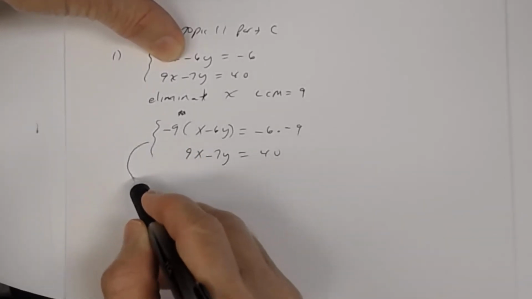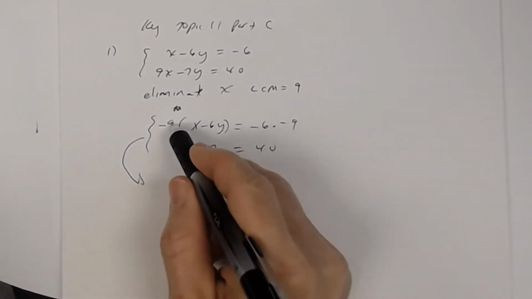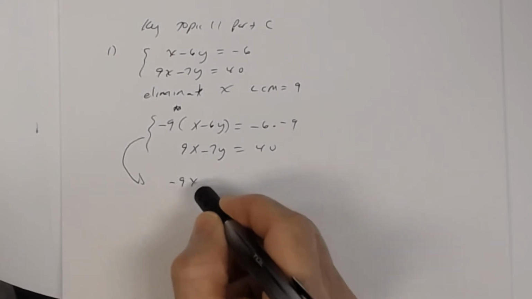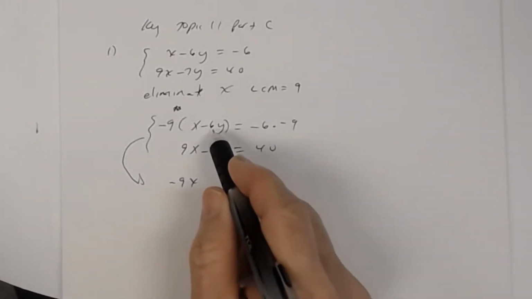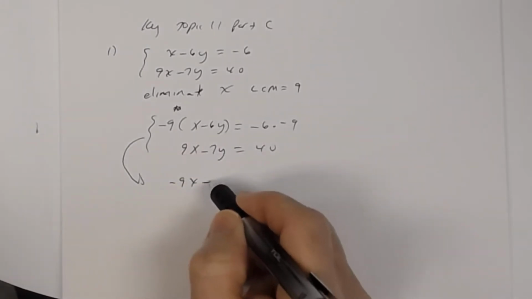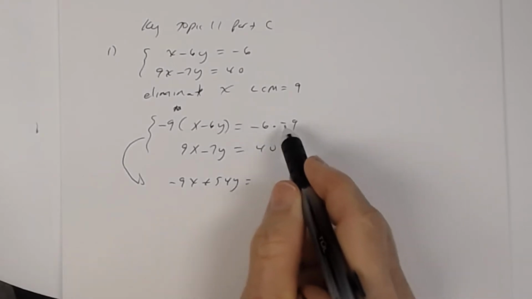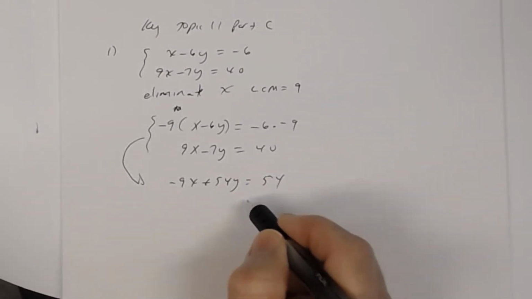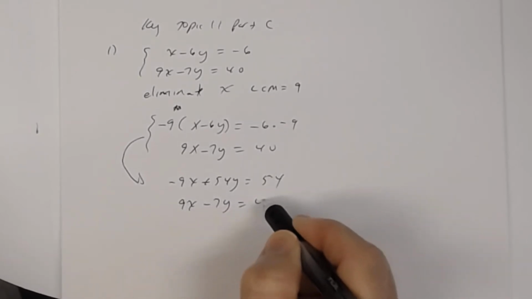Okay, so then we're going to go ahead and simplify the first equation. So negative 9 times x is a negative 9x. A negative 9 times negative 6y is a positive 54y equals, and a negative 6 times a negative 9 is a positive 54. Second equation, 9x minus 7y equals 40.